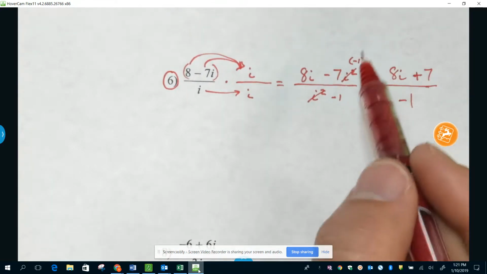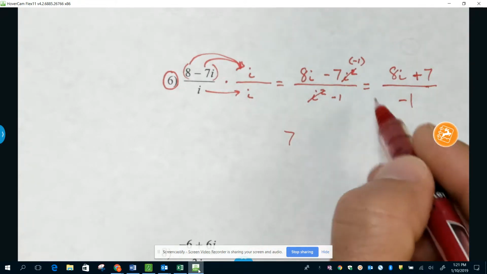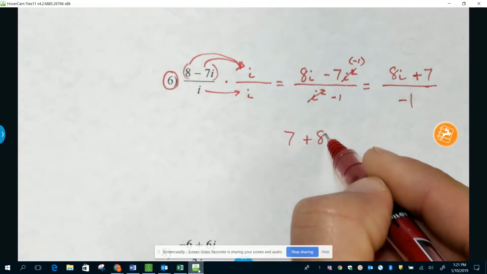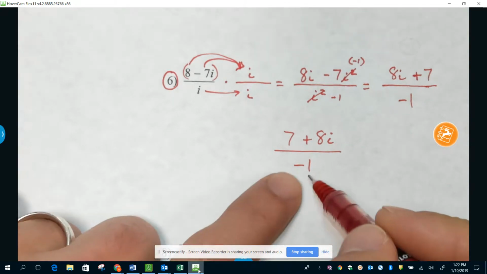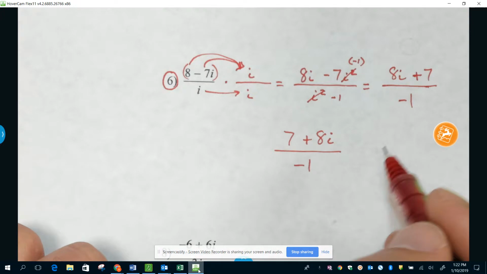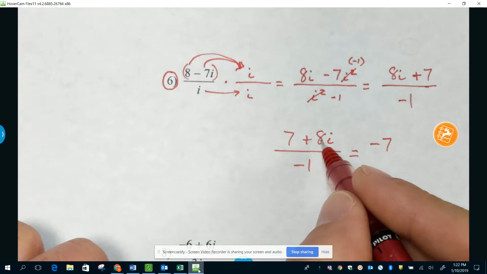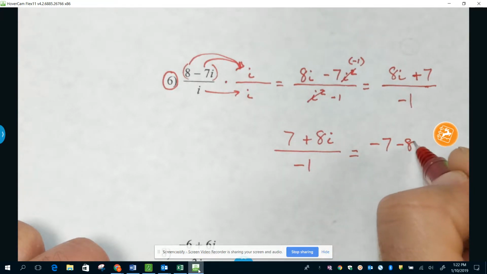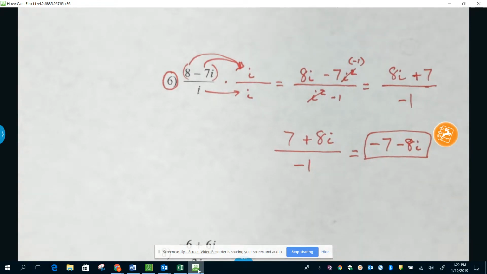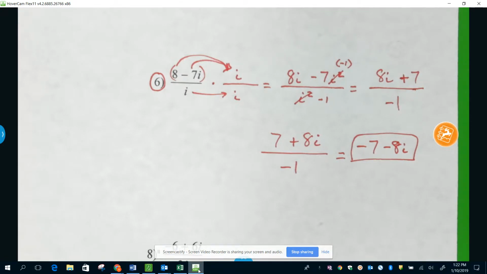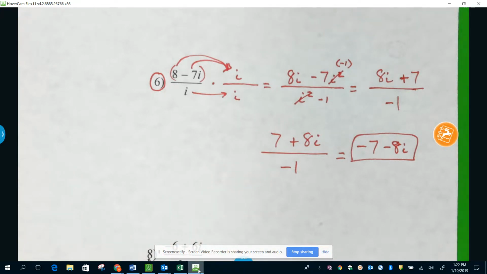Okay, so I want to clean this up a little bit. I need to rewrite this numerator. Remember, I want my constant in the front, so my 7 needs to go to the front, and my positive 8i needs to move to the back, all over negative 1. Well, there's really no need for a 1 in my denominator. So if I'm dividing everything by negative 1, 7 divided by negative 1 turns into negative 7, and 8i divided by negative 1 turns into negative 8i. So negative 7 minus 8i is my answer there. So again, if there's a single term in my denominator with an i, we multiply by i over i.